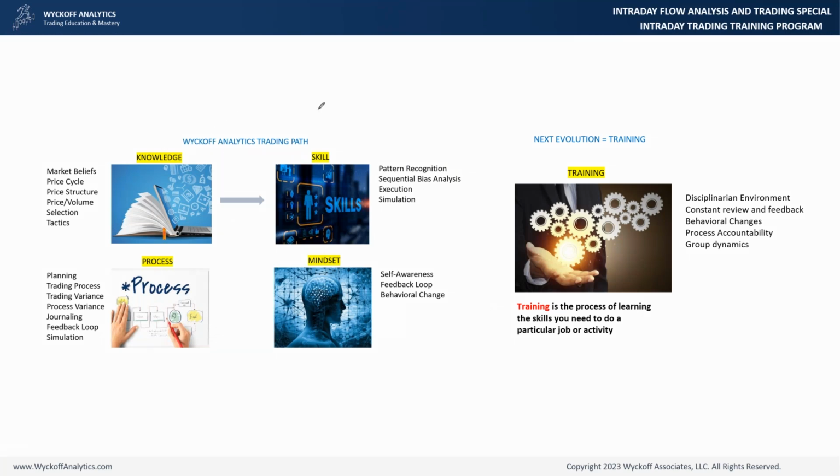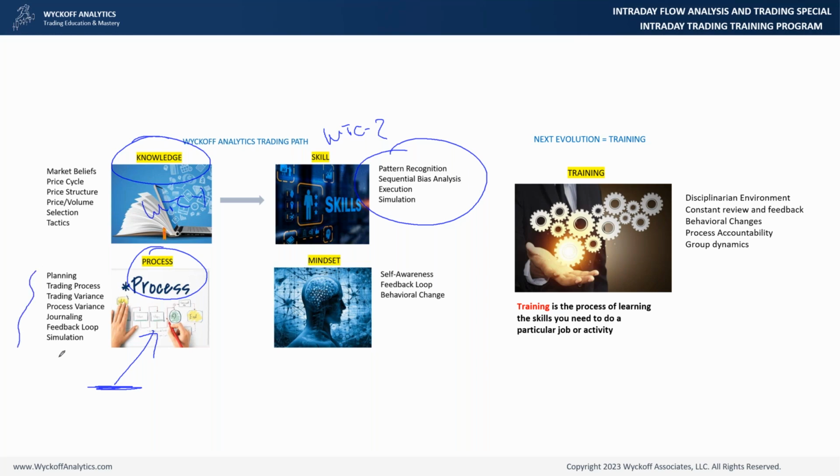So again, it's just kind of an evolution of Wyckoff Analytics from knowledge, again, WTC1, to skill building, which is WTC2. It's all about pattern recognition, sequential bias analysis, execution simulations, then to process. So check out our Trust the Process. Again, to get there, you at least need to be a WTC1 student, if you have any desire to create the process, where you create your trading process, your variance, and so on and so forth.